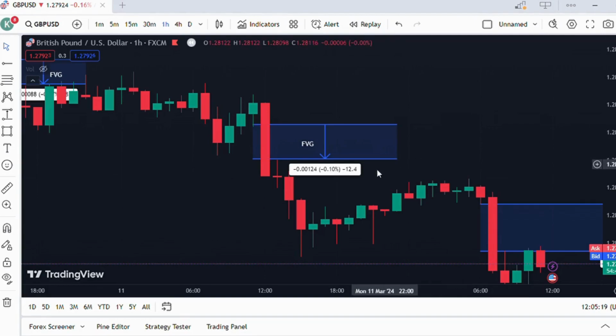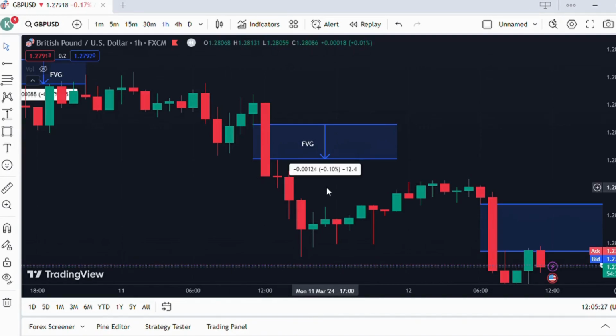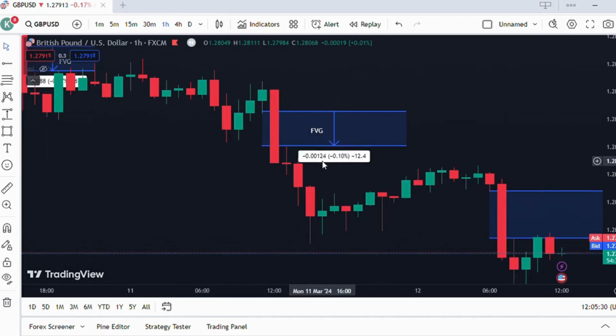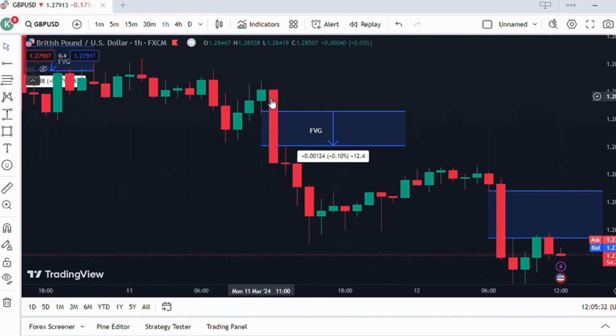When it comes to the fair value gap, we have some terminologies behind it, which are the sell side imbalance and the buy side imbalance. So here, this region is a typical example of a sell side imbalance, which equals the buy side inefficiency.